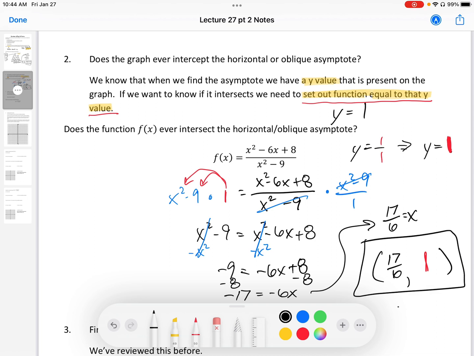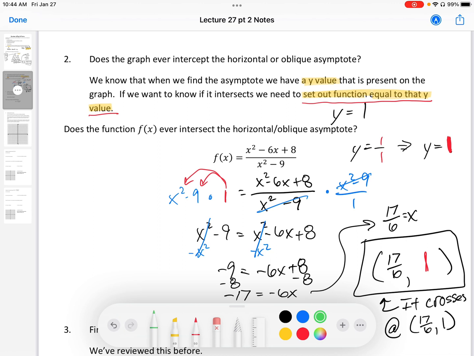So that means it crosses the horizontal or oblique asymptote at the point 17/6, 1. So I know for a fact that it crosses the horizontal asymptote at that point. Okay? Now, there are going to be some other options, and I will talk about that when we actually get to graphing, but that is how you tell if it crosses, okay?